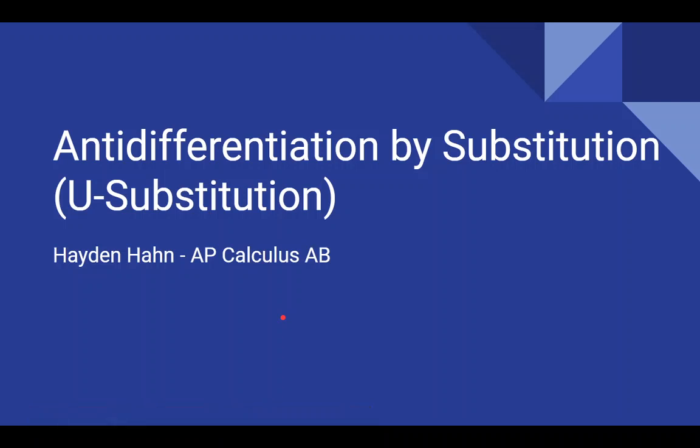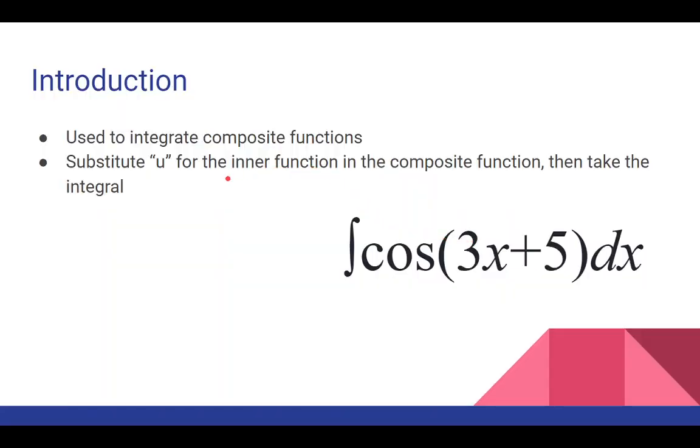In this presentation, I'm going to be explaining U-substitution. So basically, U-substitution is used to integrate composite functions, and a composite function is just a function with another function inside of it. So, like right here, cosine of 3x plus 5 would be a composite function because 3x plus 5 is a function and it's inside of cosine of this, which is another function.